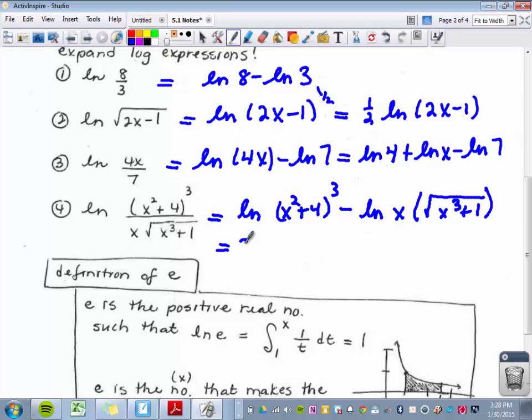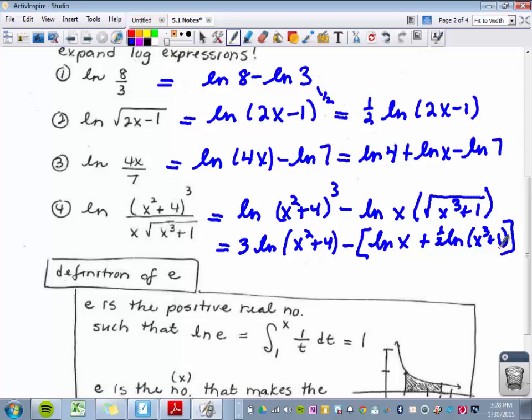we could change that to 3 times natural log of x squared plus 4. Good. Minus, and we could split that natural log of x and the square root into 2 by addition, sorry. Yep. Natural log of x plus natural log of, should we do it all in one step here? Yep. I'm running short of room. 1/2 natural log of x to the 3rd plus 1. How does that look? Good. Just be careful. Oh yeah, the common mistake. Yep. Make sure you distribute that negative within there.